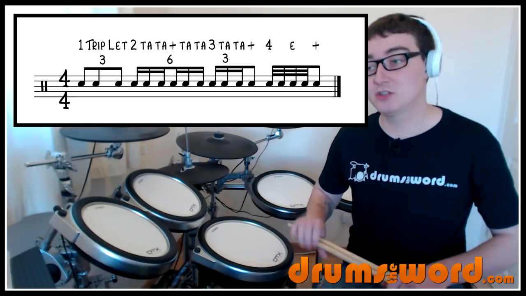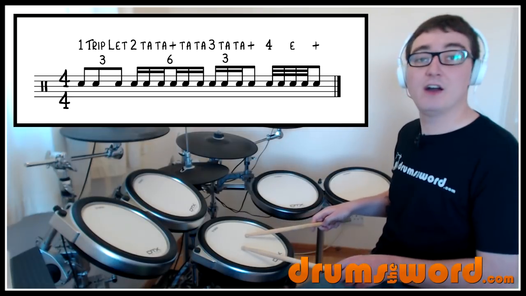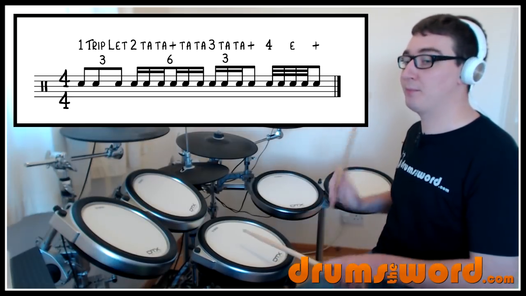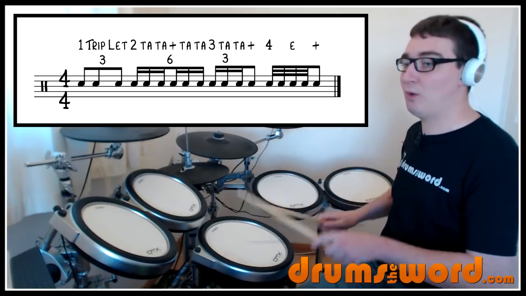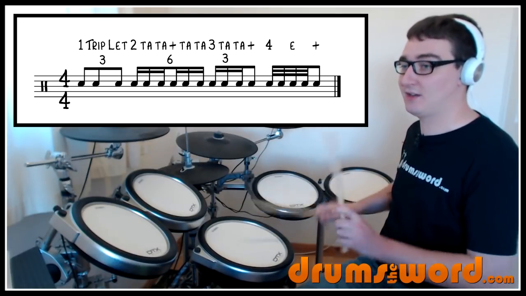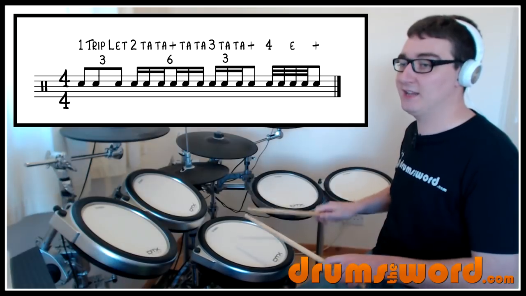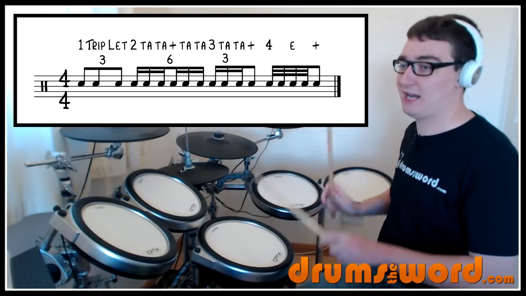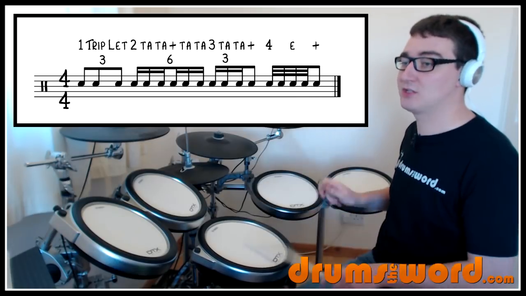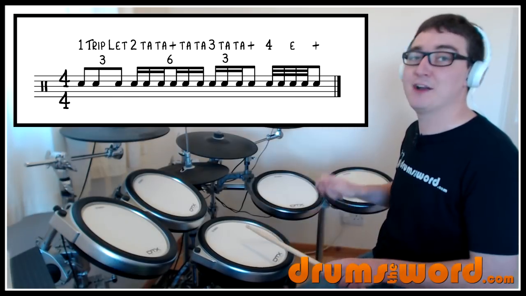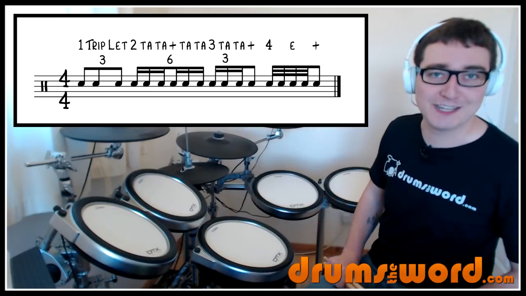1 and 2 and 3 and 4 triplet, 1 triplet, 2 to and to 3 to and 4 e and 1 triplet, 2 to and to 3 to and 4 e and 1 triplet, 2 to and to 3 to and 4 e and 1 triplet, 2 to and to 3 to and 4 e and roughly.